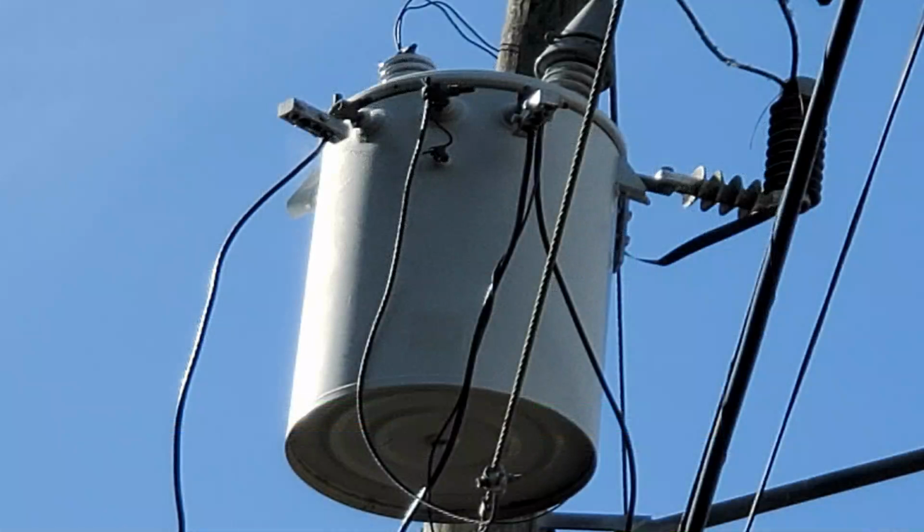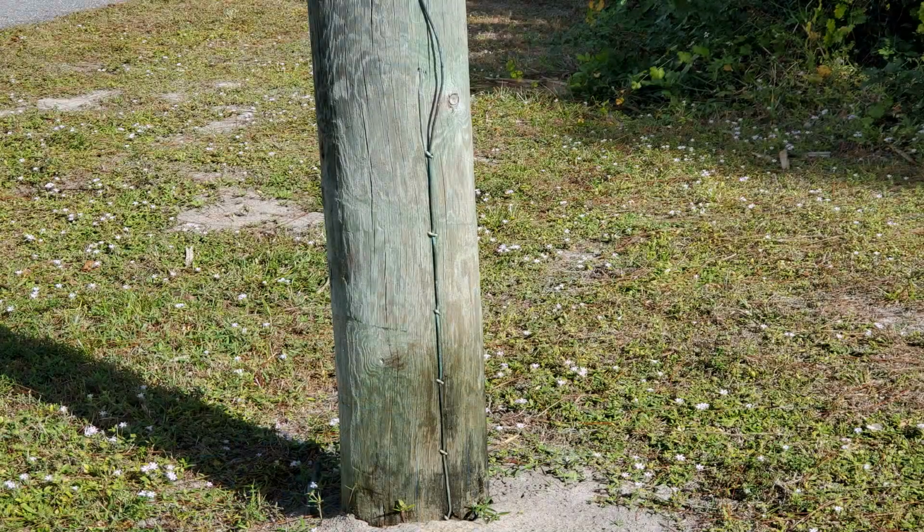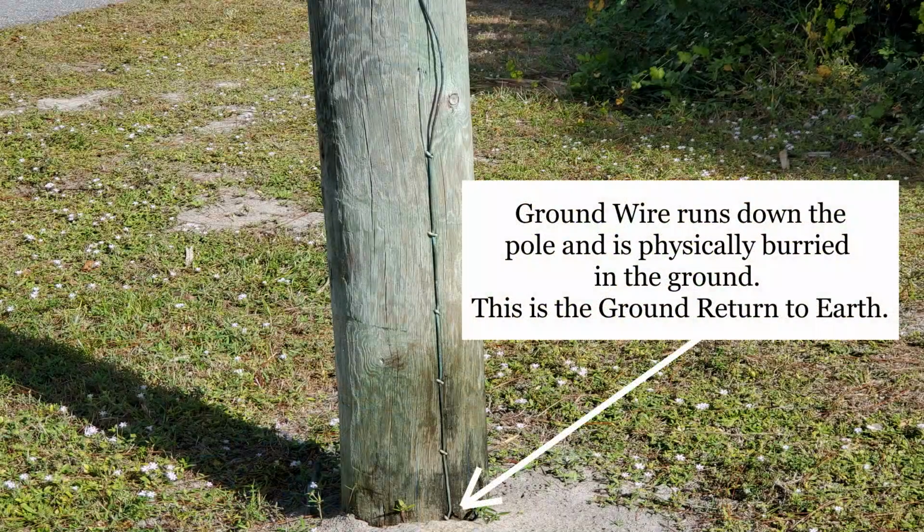Let's have one more look outside. There are three physical lines coming in from the transformer on the pole to the house, two separate 120-volt lines, and one ground wire, called the neutral. The neutral is connected to a wire that runs directly to the physical ground. You can see it here. This is the return ground, literally a return to the ground.